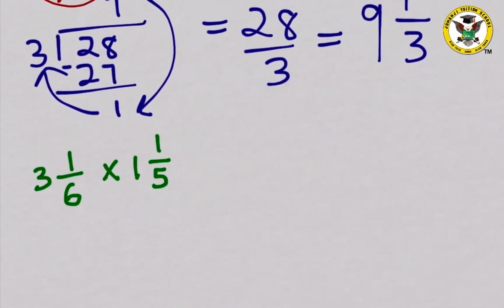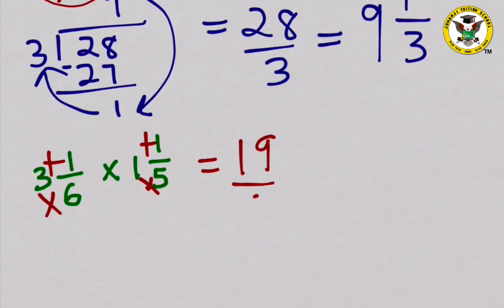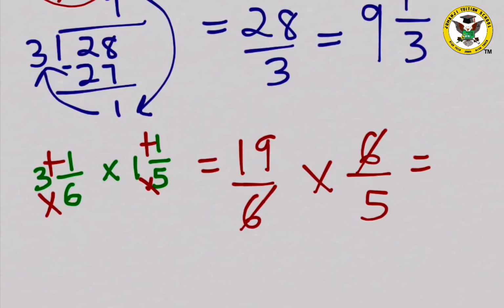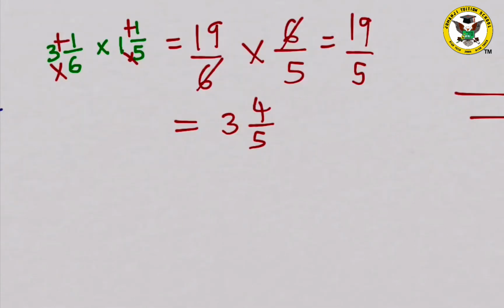Here it's the same. First we change the mixed number into improper. Times plus, times and plus. 6 times 3 is 18 plus 1, 19 over 6, times 5 plus 1, 6 over 5. Okay, so there are two ways to solve this one. Number 1 is to cancel 6 and 6, which gives us 19 over 5, and then make it as mixed number, which we get 3, 4 over 5.